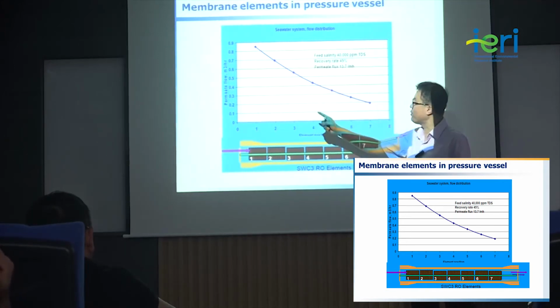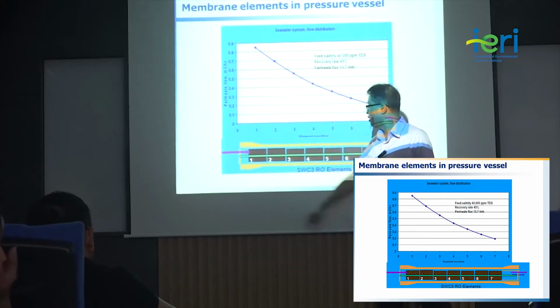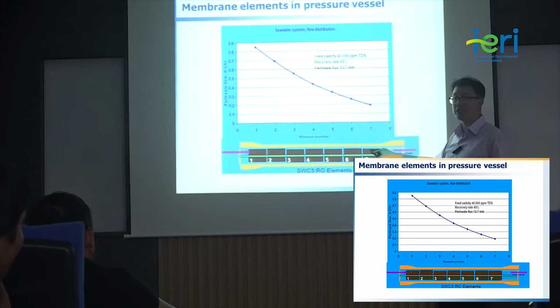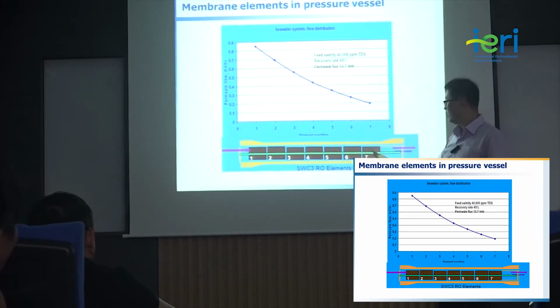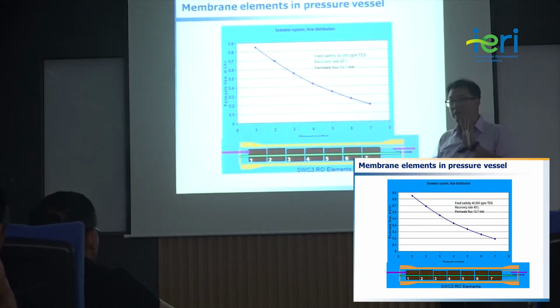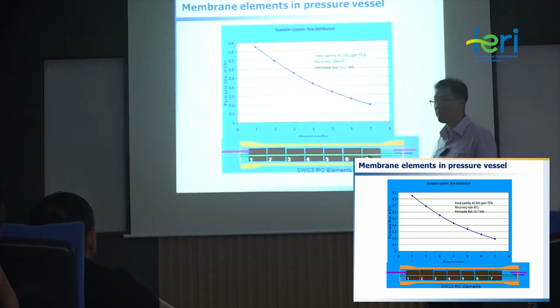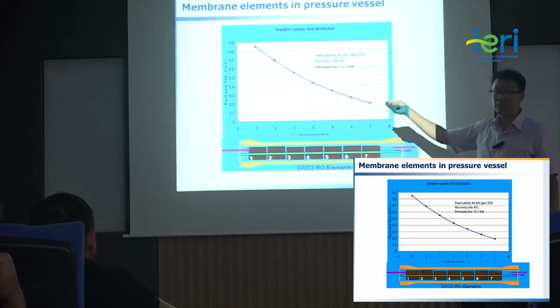So the permeate flow rate, or we can say flux, should decrease, because higher concentration means higher osmotic pressure between the feed water and the product water. That means the net pressure should decrease between the 7th membrane and the 1st membrane. Okay, so you can see this kind of result.